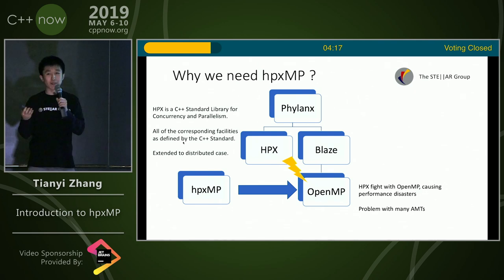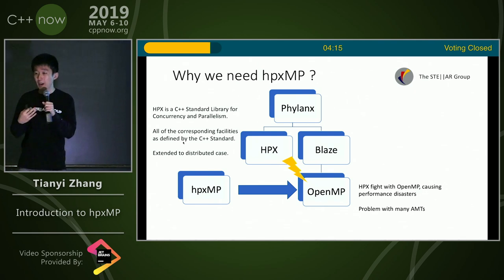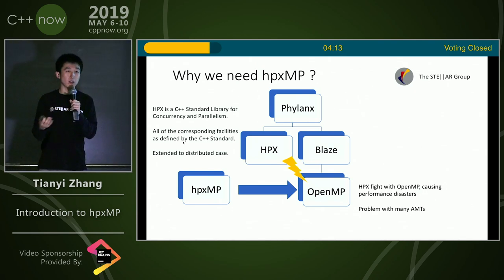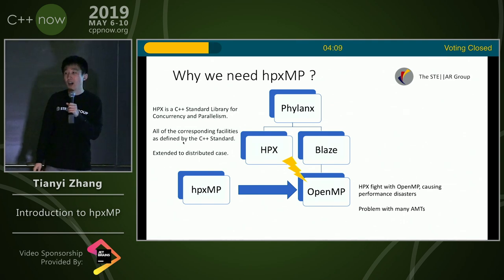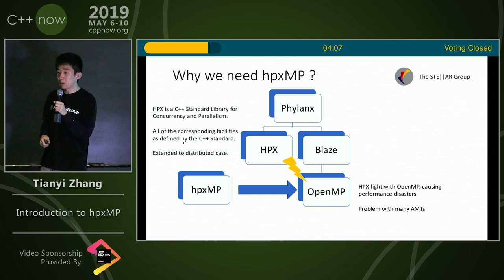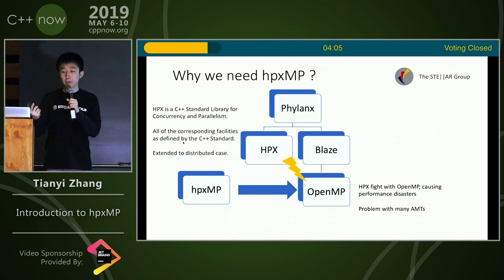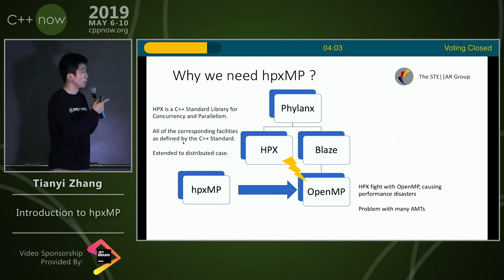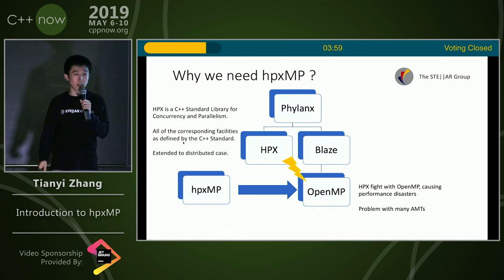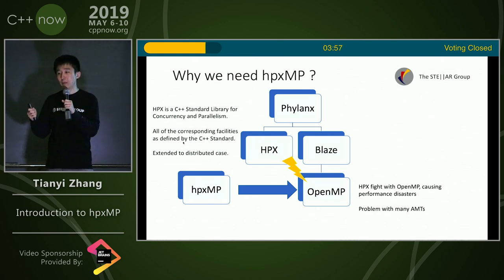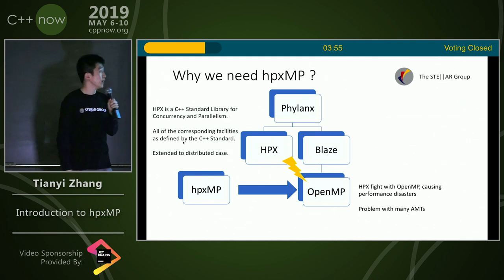As we know, we already have LLVM OpenMP and GOMP, which is developed by GCC. Why do we need hpxMP? Because our group is developing a project called Phalanx, which is using both HPX and OpenMP, and they are fighting against each other. So now we need to set OMP_NUM_THREADS to 1 to avoid fighting.